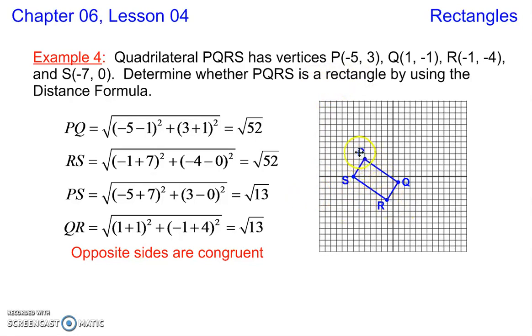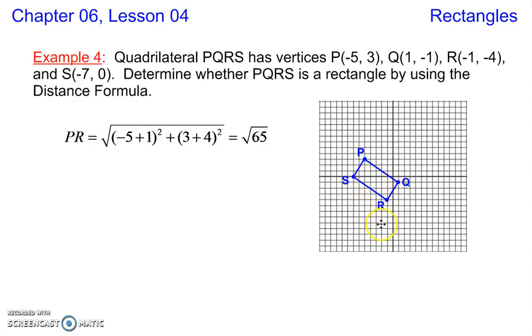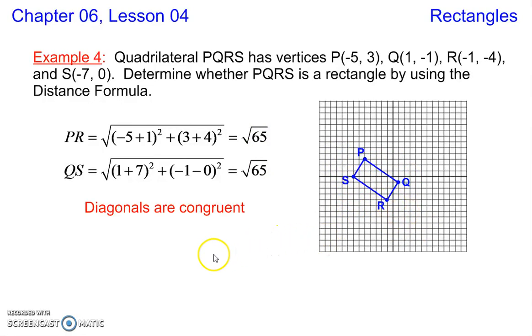So we also have to determine the diagonals. So we're going to do the same thing, distance formula for PR and distance formula for QS. And those are equal. Since the diagonals are equal and opposite sides are congruent, we have a rectangle.